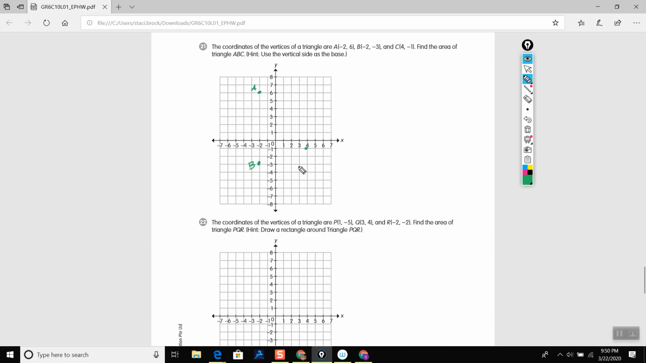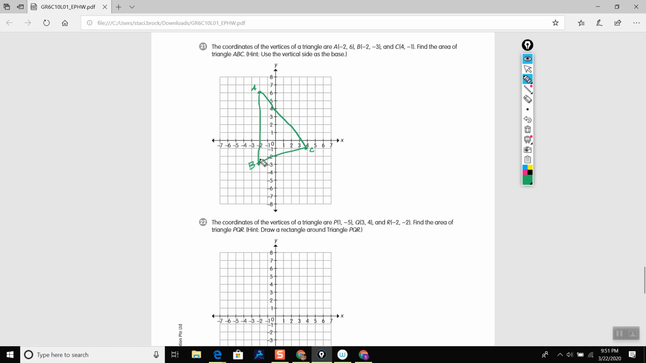Okay, so now I've got my 3 points, and I'm going to connect those. Now my lines aren't going to be very straight because it's not super easy to draw on this, because I'm really writing to one side and, ooh, not bad. Okay, so now I'm looking for an area.